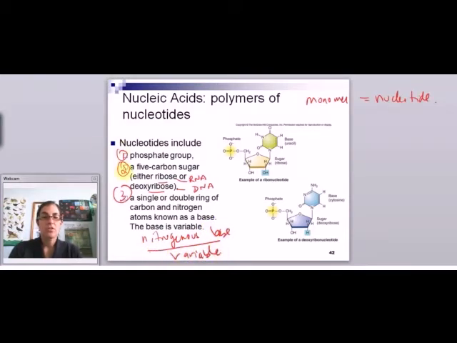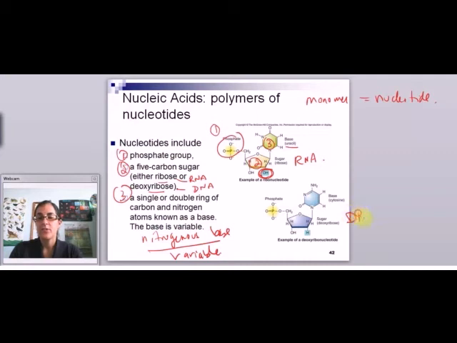So these two parts are always the same in a nucleotide. This is the part that will make the nucleotide different. So we can look at some pictures here. This is an RNA nucleotide. It has the ribose sugar, and this is what makes it a ribose sugar. That is going to be different from DNA. And then here's the phosphate. So this is part 1 of the nucleotide, part 2. Part 3 is the base. And again, this is the variable part. In this case, this is the uracil base.